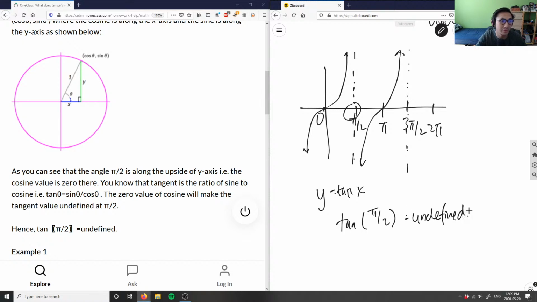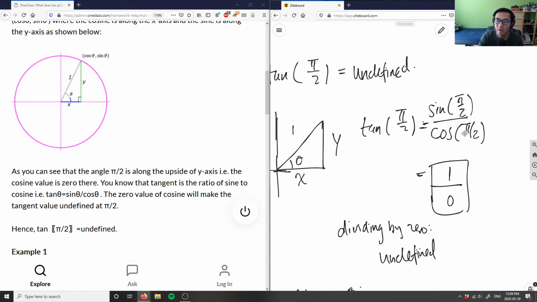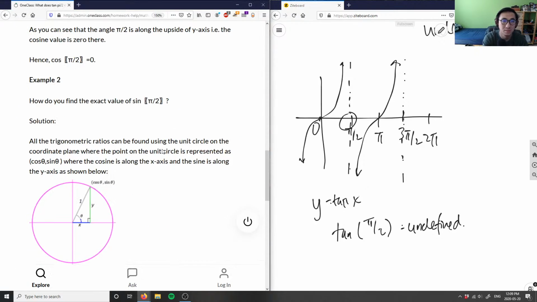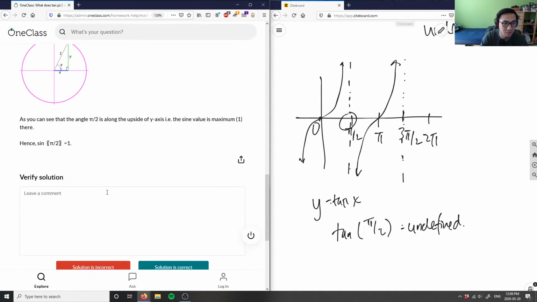There are a lot of ways to figure this out, or you can simply use sine over cosine here. We know sine of pi over 2 is 1, and cosine of pi over 2 is 0, so therefore it's 1 divided by 0, so it's undefined. So both ways work. One is algebraic, one is graphical. Both of them work to figure out that tan pi over 2 is indeed undefined. So this solution is correct.